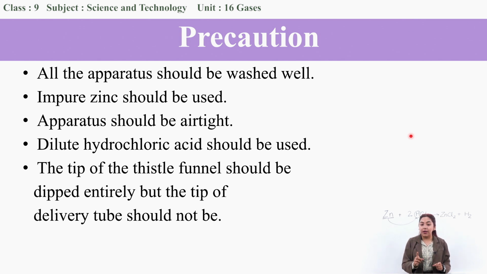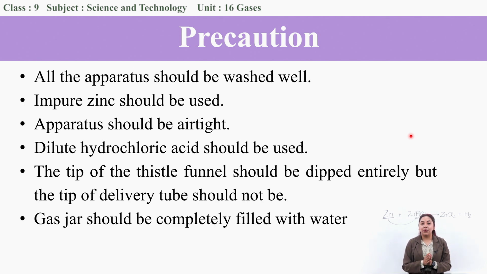So we should remember that the tip of the thistle funnel should be dipped, but the tip of the delivery tube should not be dipped. If we dip the tip of the delivery tube into it, what will happen? The produced gas will have no place to escape because we have already sealed the apparatus airtight. So the wolf's bottle might even burst. That's why we should be very careful about this point. Now the final point you should remember is the gas jar should be completely filled with water.